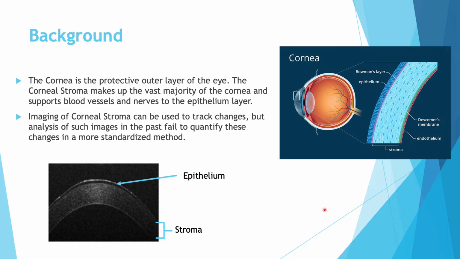Imaging of corneal stroma can be used to track changes, but analysis of such images in the past has failed to quantify these changes in a more standardized method. An example of an image is below, where we have an example of an OCT image that includes the epithelium and stroma layers.